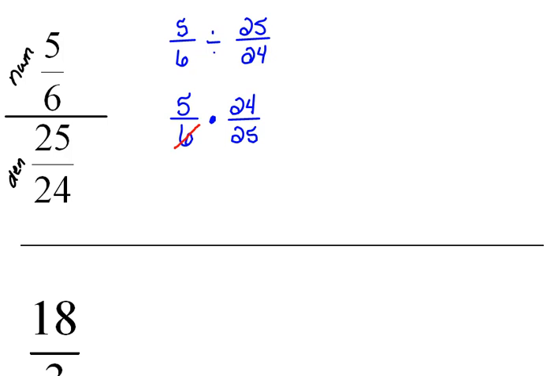Now 6 will go into 6 one time, and it goes into 24 4 times. 5 will go into 5 once, and 5 goes into 25 5 times. So we have 1 times 4 is 4, and 1 times 5 is 5. So our final answer is 4/5.